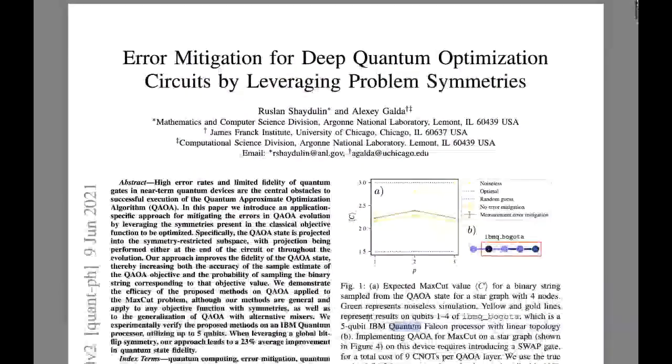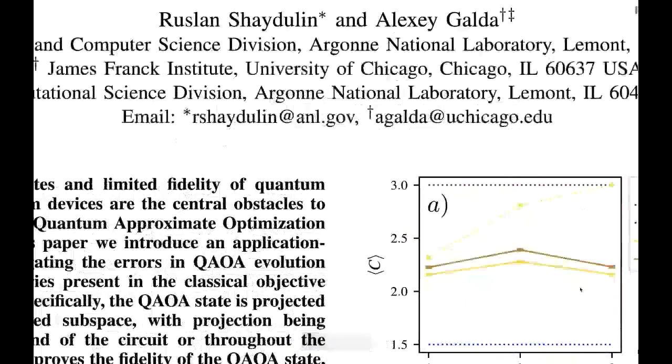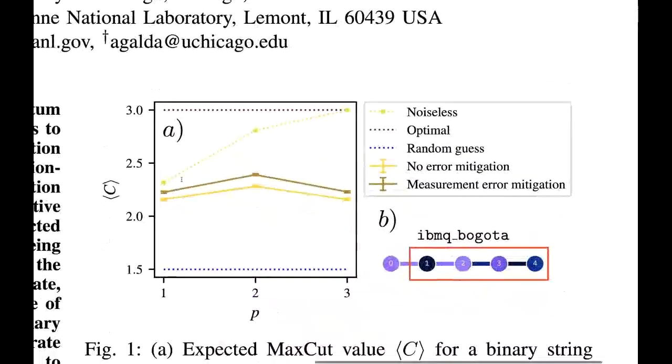And so here the green line is the noiseless energy. And as you can see, as we increase the QAOA depth P, the noiseless energy approximates optimal. And for P equals 3, we'll solve the problem exactly. We achieve the optimal solution of 3.